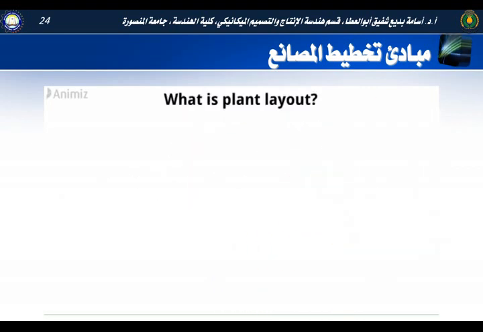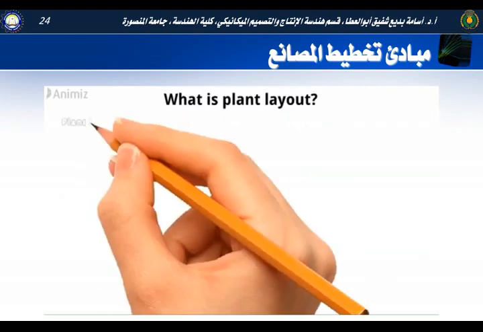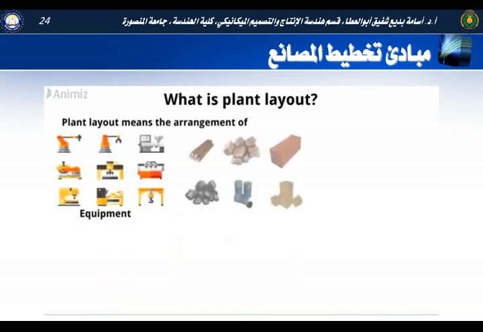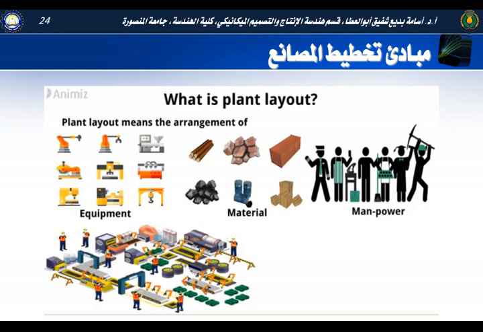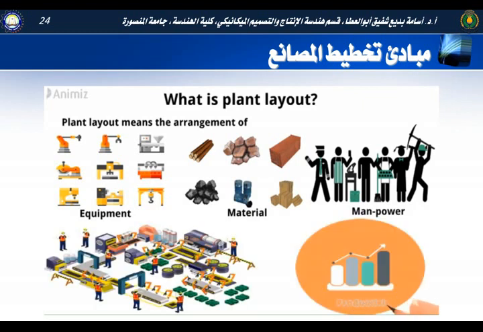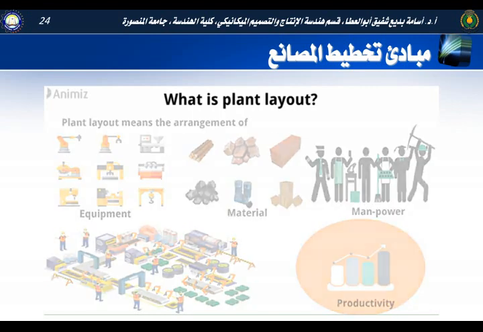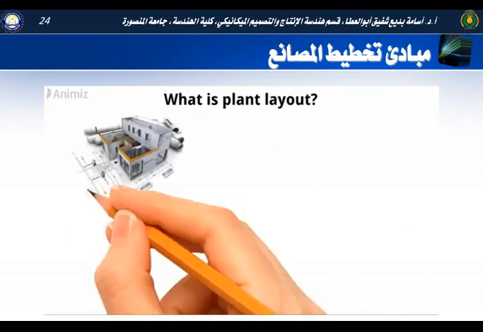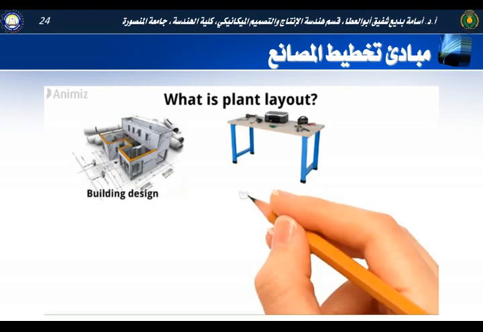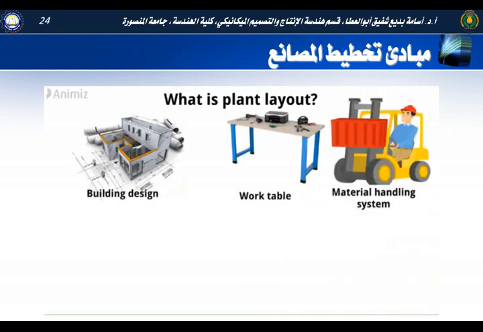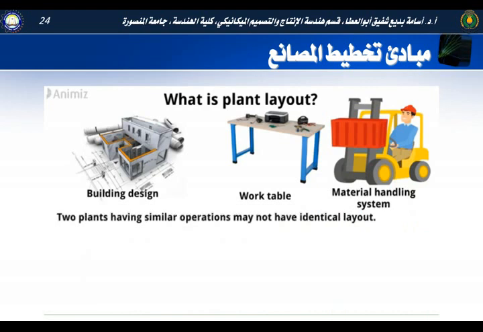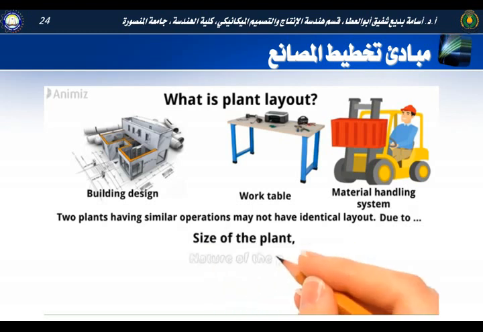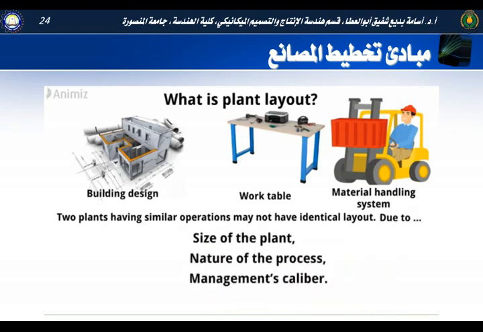What is plant layout? Plant layout means the arrangement of equipment, material, manpower, facilities and services of the plant within the selected work area, to achieve productivity as high as possible. Plant layout starts with building design, and goes up to movement of work table and material handling system. Two plants having similar operations may not have identical layout. This may be due to the size of the plant, nature of the process, and management's caliber.